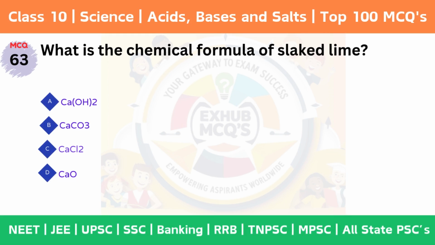MCQ 63. What is the chemical formula of slaked lime? Option A, H2. Option B, CaCO3. Option C, CaCl2. Option D, CaO.